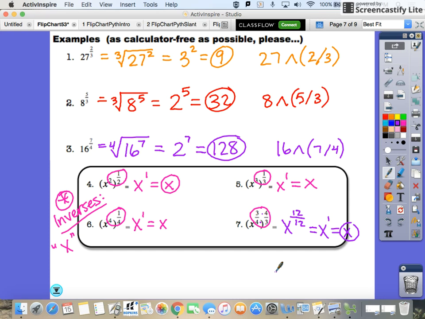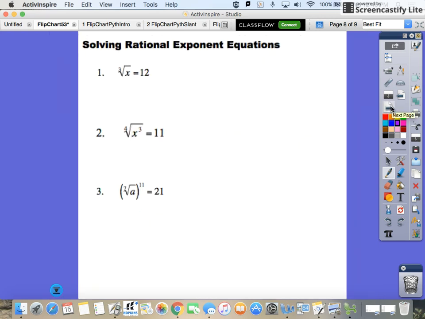So let's look at a couple examples of how we would use this to solve for x. So it says solving rational exponent equations. What we first need to do here is rewrite our equation with a rational exponent. And they don't write a 1, but it means it's the first power if there's nothing written. So what we would rewrite this as is x to the power of 1 over 3, because again, the root is on the bottom. The power is on the top, and that's equal to 12.